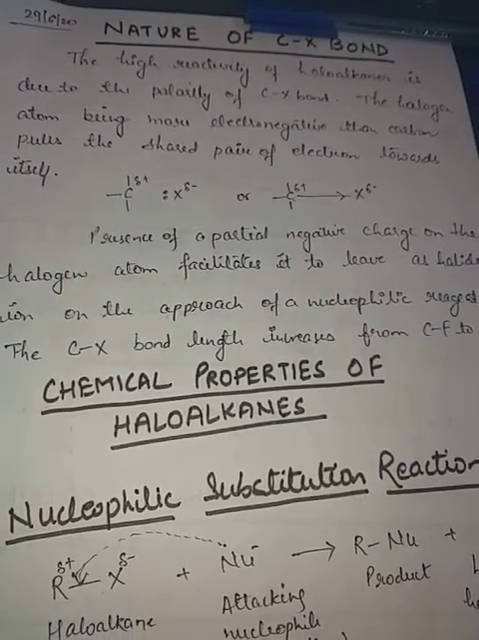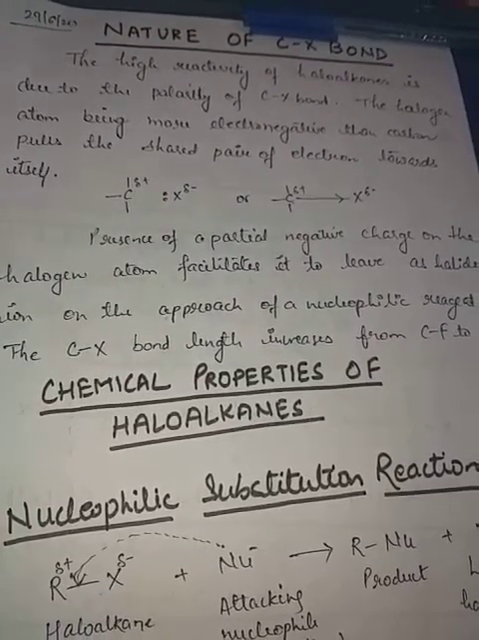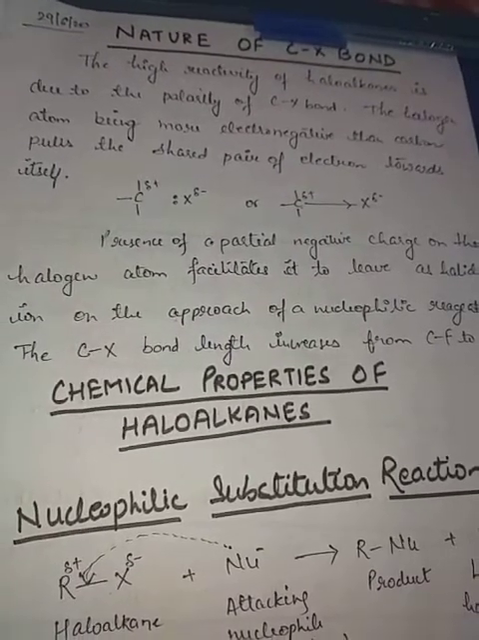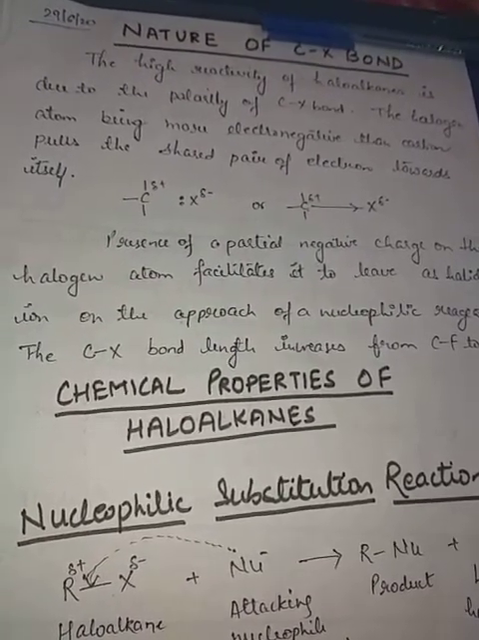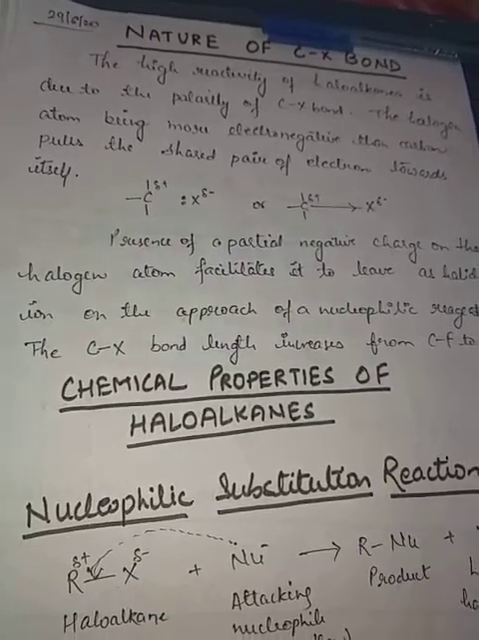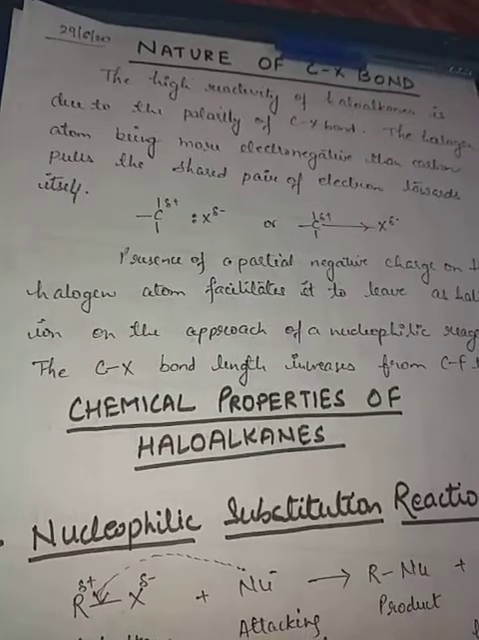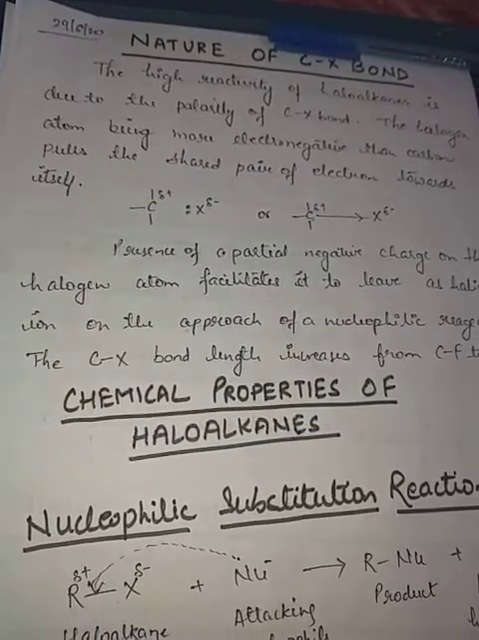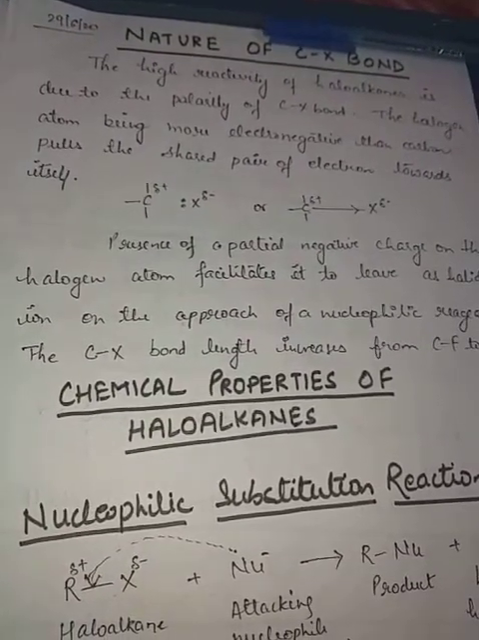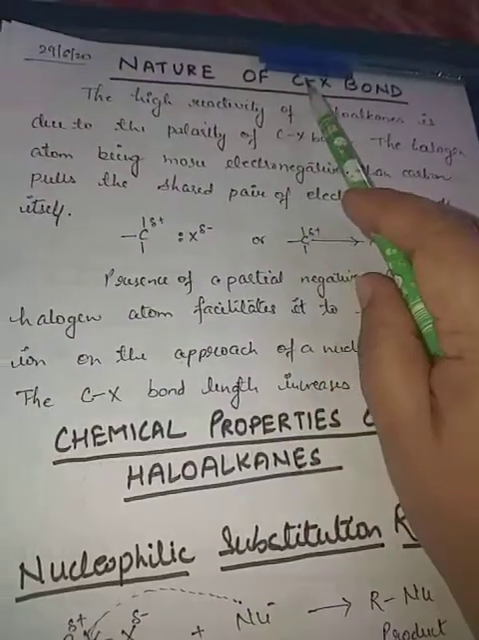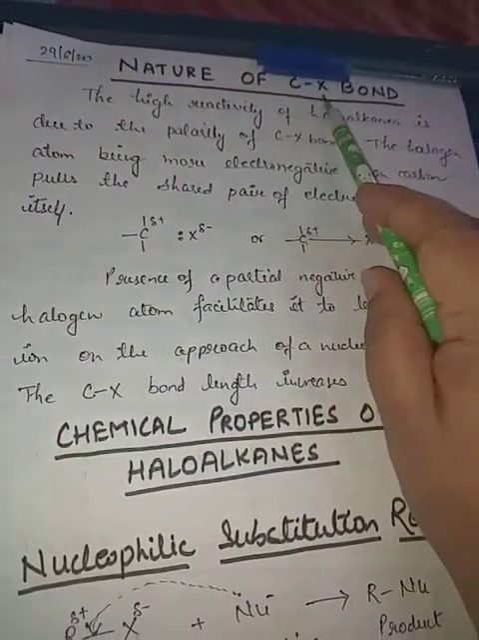Hello students, today we will study the nature of the C-X bond and then the chemical properties of haloalkanes. In chemical properties, today we will study nucleophilic substitution reactions. So if we talk about the nature of the C-X bond, that is the carbon and halogen bond in haloalkanes, what we are talking about is the carbon and halogen bond.